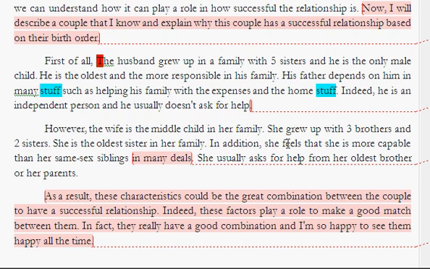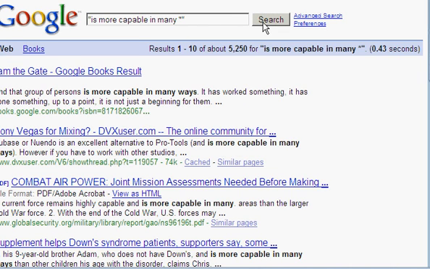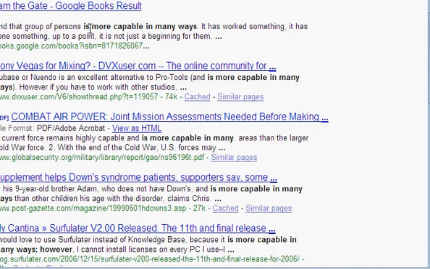Probably, let's see, well, she feels that she's more capable. "Capable" is probably a good word. Yeah, let's try "capable". So let's try and say here "more capable in many" something. And so let's search for this. We search for it and take a look at the hits that we get.